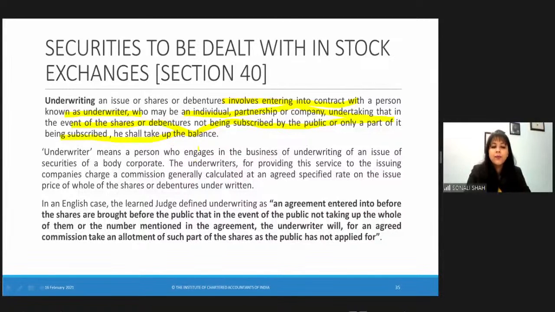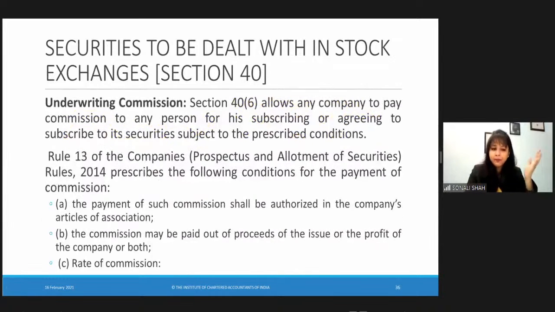Okay, so underwriter is that person who provides that guarantee. It could be a person, a firm, an individual, or a company, right? Now, does company law permit providing underwriting commission? Is it permitted under the Companies Act?